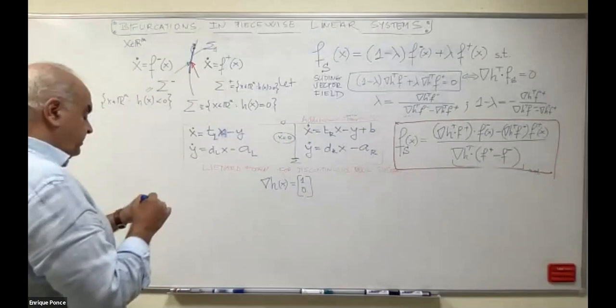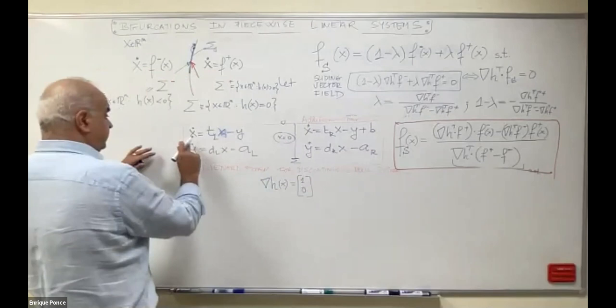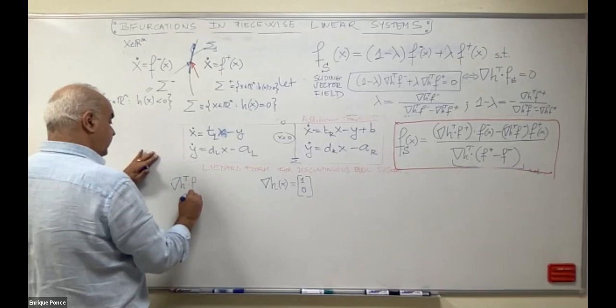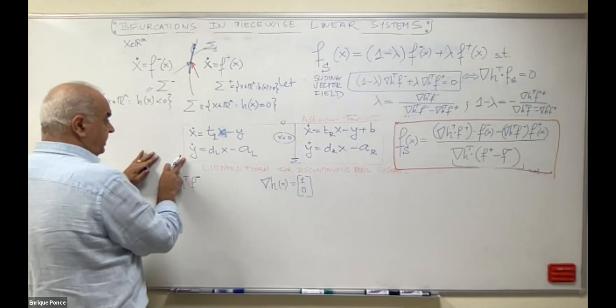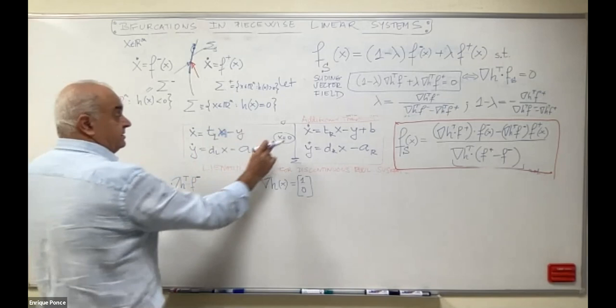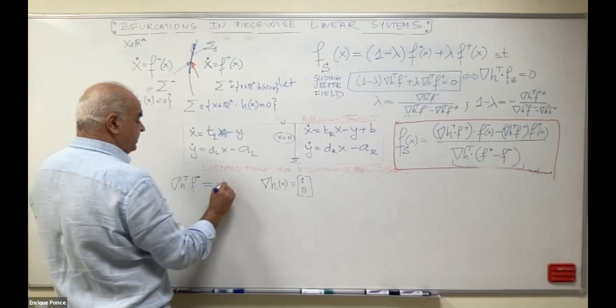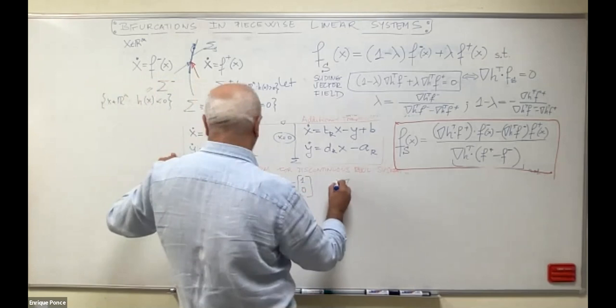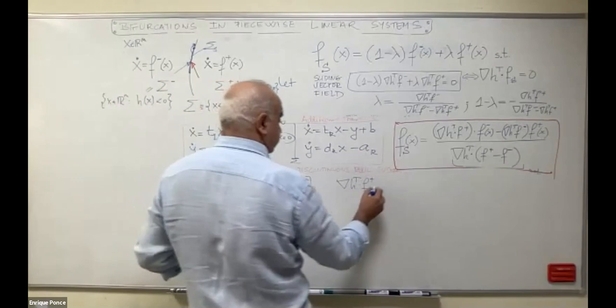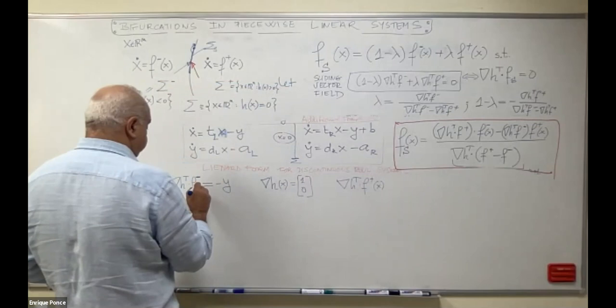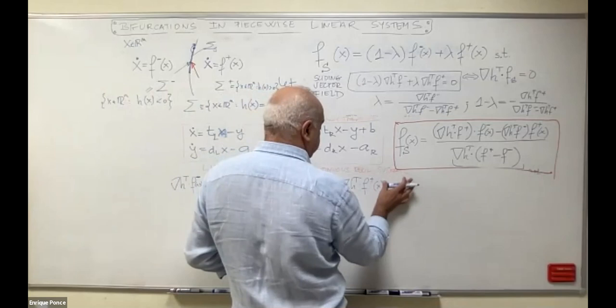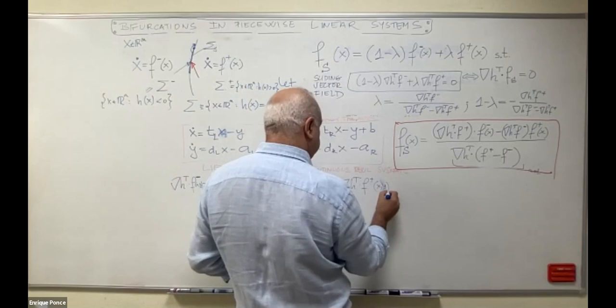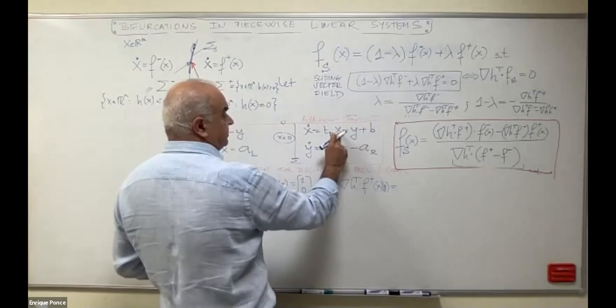So the gradient of h acting on f minus, the vector field, is just the first component, but as you must take x equal to 0, it's just minus y. You see, here for the right side, in fact we must put here xy, but because I must not combine vectorial with the scalar notation, it is just the first component, but with x equal to 0. So minus y plus v.